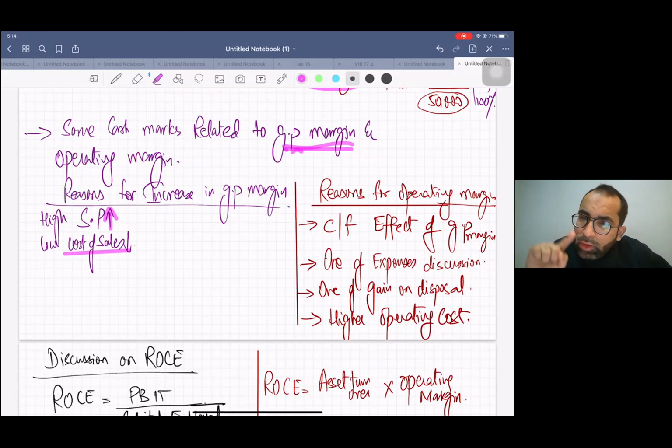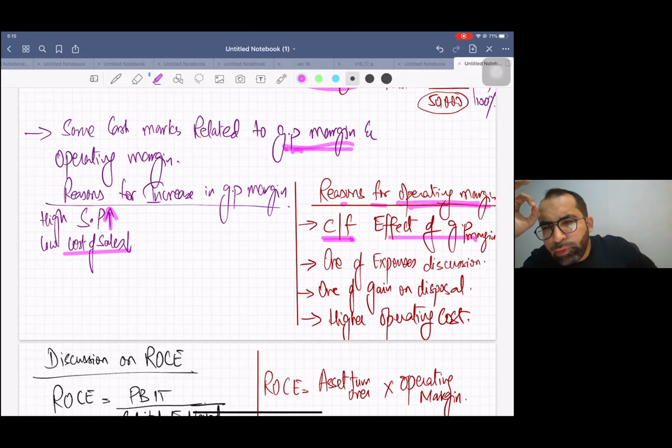Just these points are not enough, plus connection is also needed according to the question. Okay, now reasons for operating margin, which is PBIT upon sales into 100. The first and very famous commentary is the carried forward effect of GP margin.